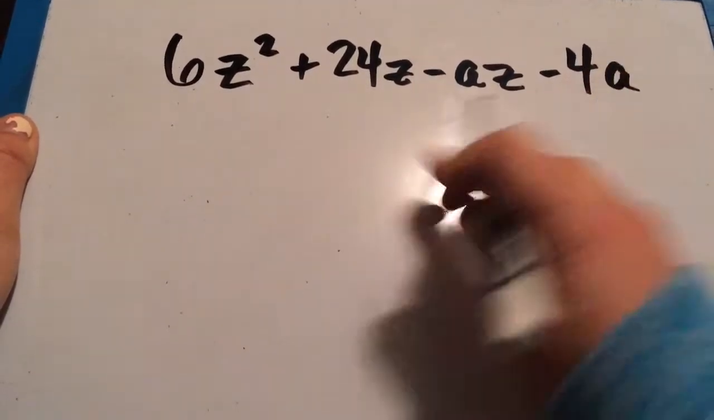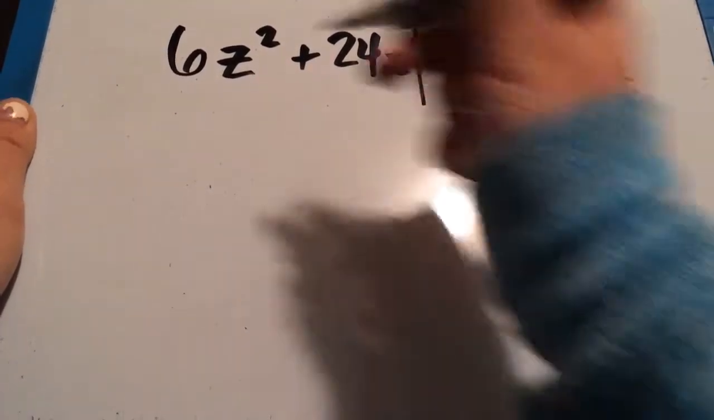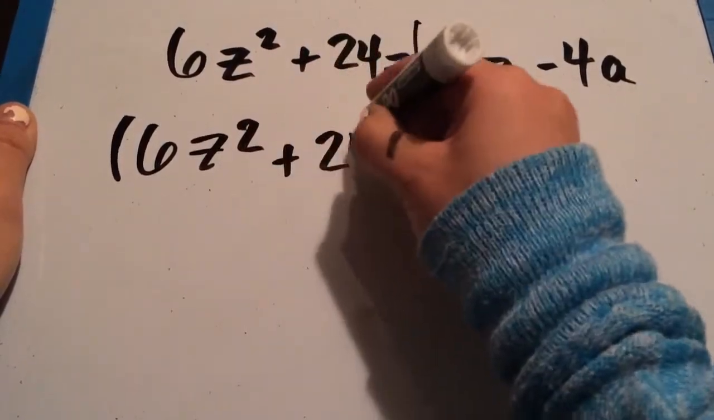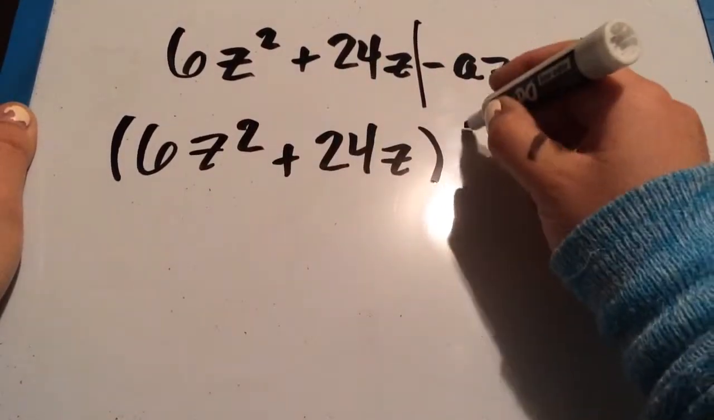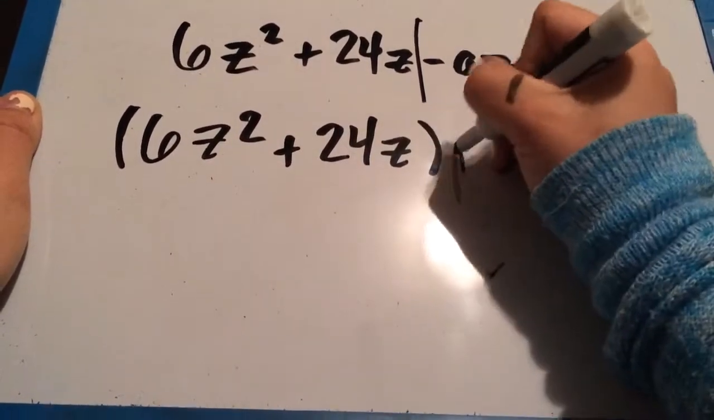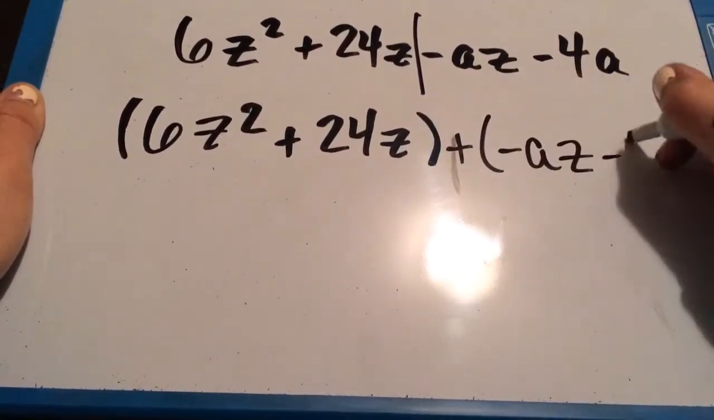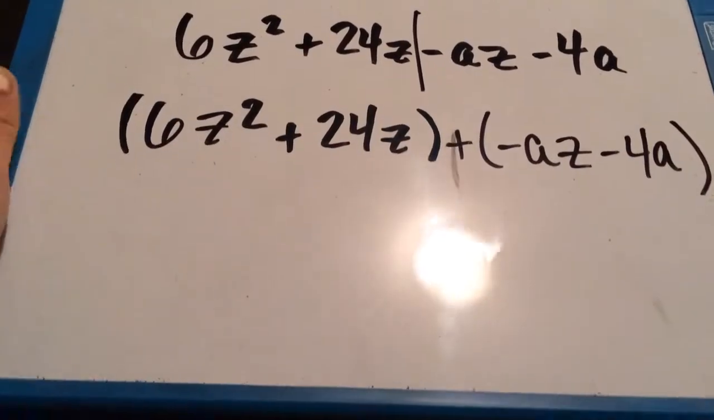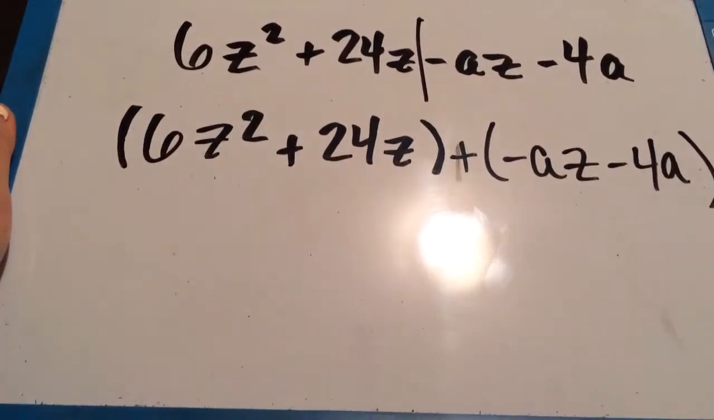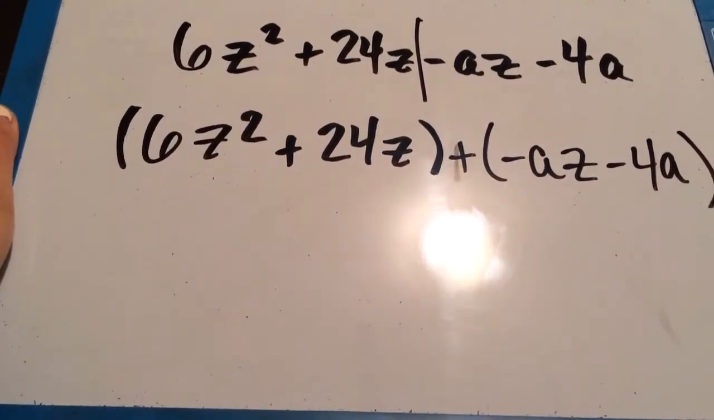So basically, since there are 4 terms, we're going to split it in half into 2 groups. So we have 6z squared plus 24z, and then you also have plus negative az minus 4a. So there's our grouping part. Now what we need to do is take out the greatest common factor in each of these binomials.